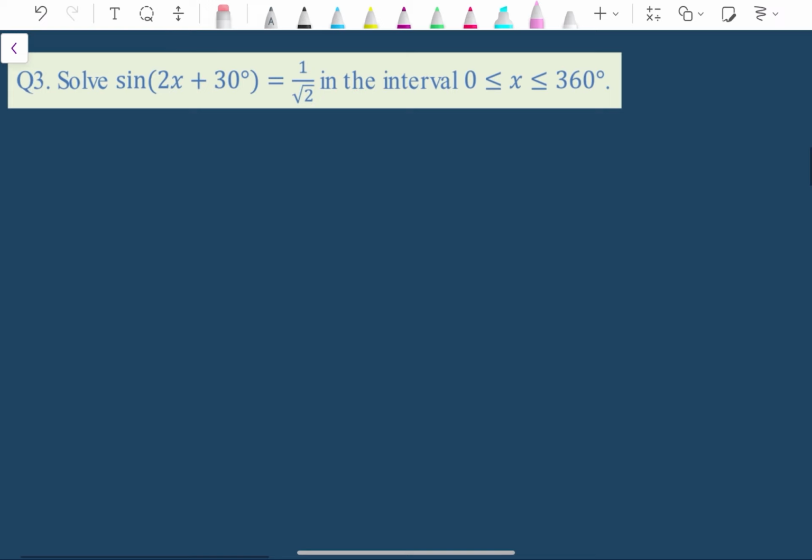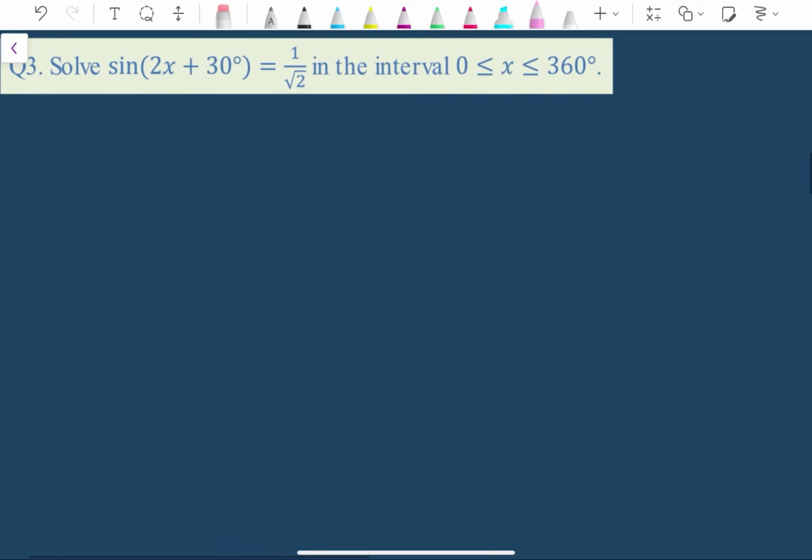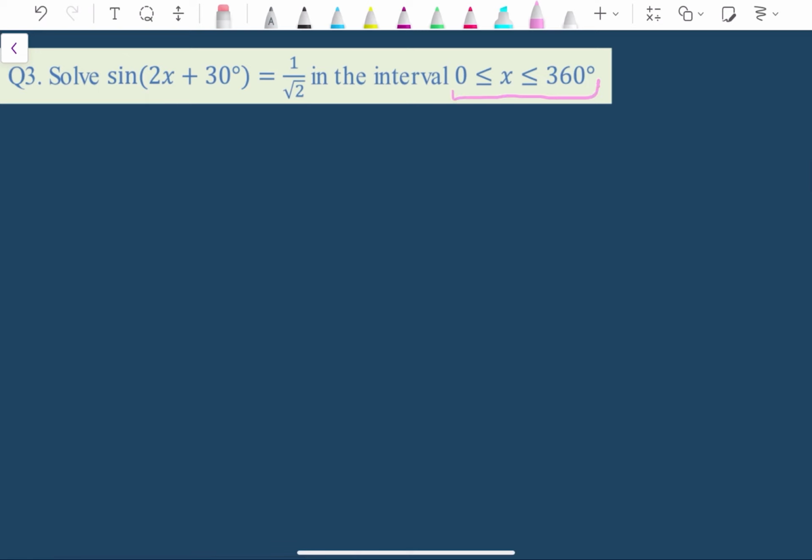Let's look at example 3. Solve sine of 2x plus 30 equals 1 over root 2 in the interval 0 to 360. So again, I'm going to start my step 1, or my initial thoughts are I need to check degrees. Okay, my calculator is in degrees, I've made sure.